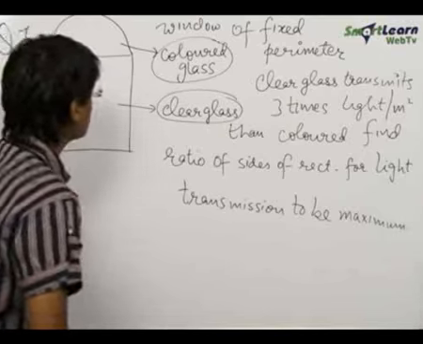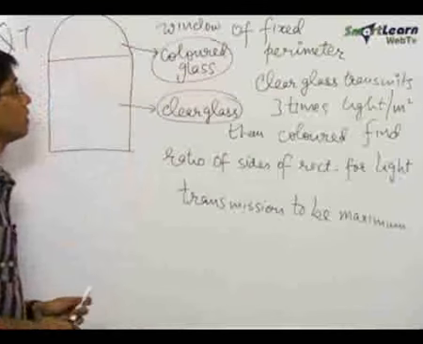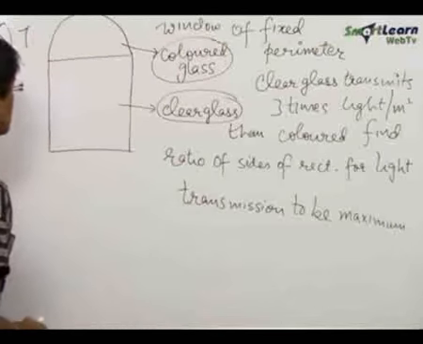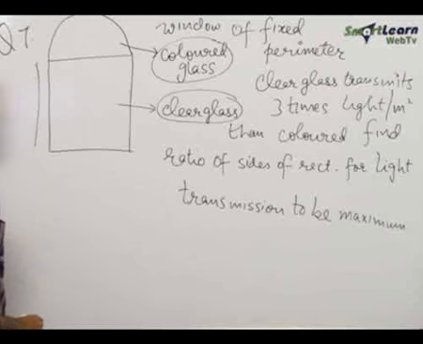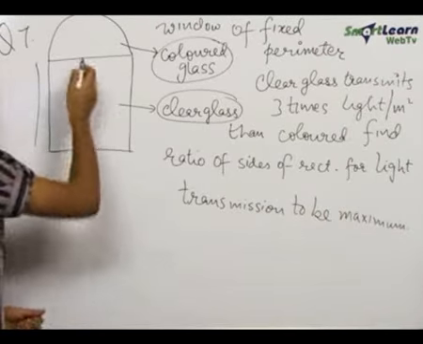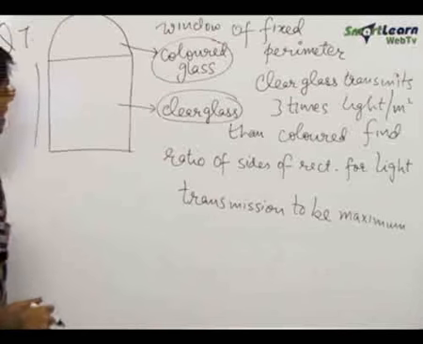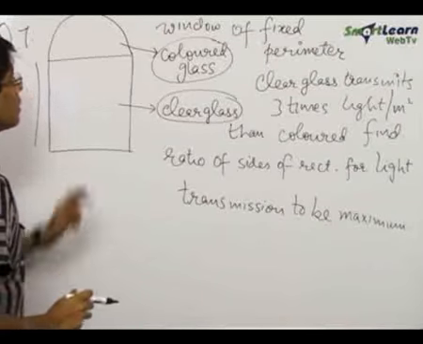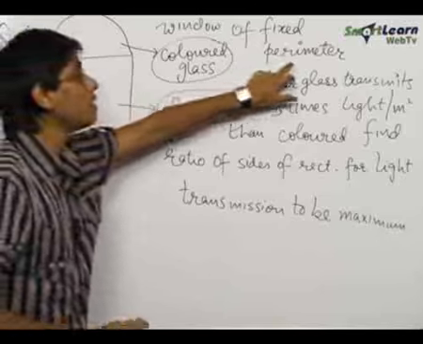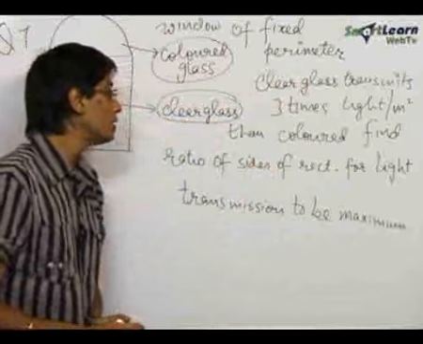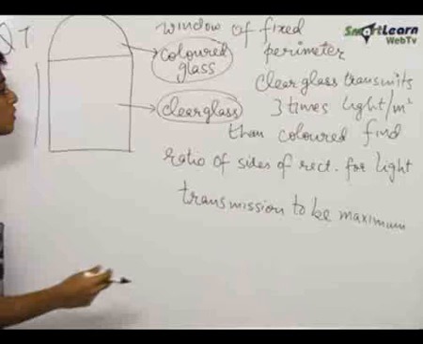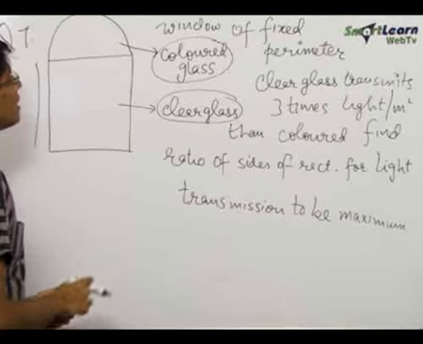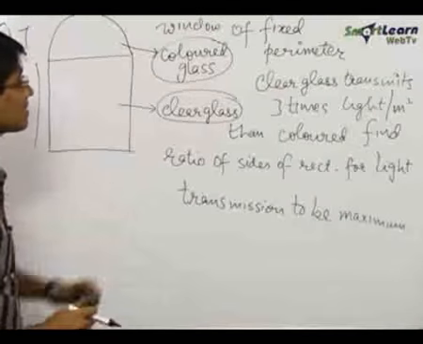Our seventh problem is a very interesting problem. We have a window over here which comprises a rectangle surmounted by a semicircular portion over it. The semicircular portion of the window is fitted with colored glass and the rectangular portion of the window has clear glass. This window is a window of fixed perimeter. This clear glass transmits 3 times more light per meter square than the colored glass.